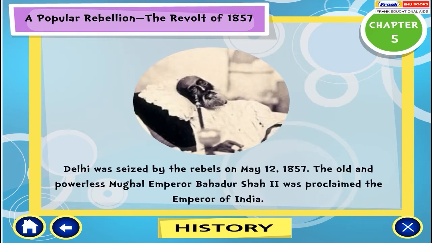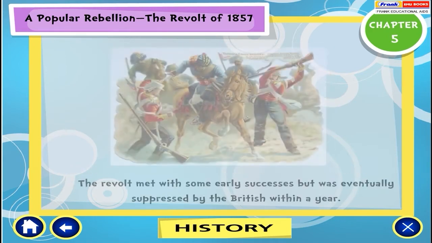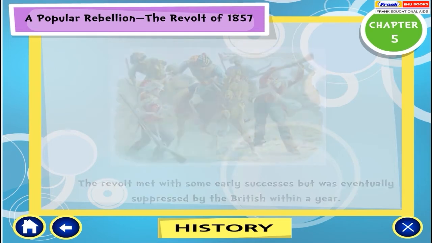Delhi was seized by the rebels on May 12, 1857. The old and powerless Mughal emperor Bahadur Shah II was proclaimed the Emperor of India. Soon, the rebellion spread throughout northern and central India at Lucknow, Allahabad, Kanpur, Bareilly, Banaras, parts of Bihar, Jhansi and other places. The revolt met with some early successes but was eventually suppressed by the British within a year.